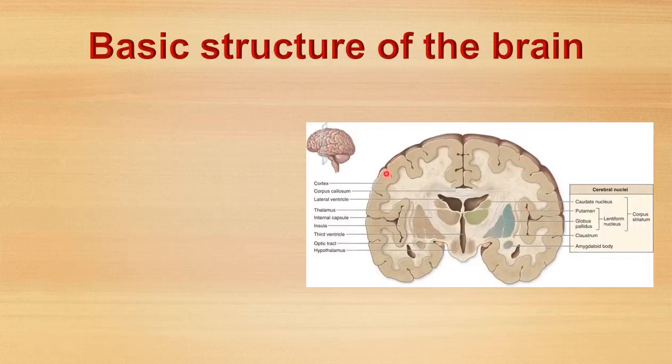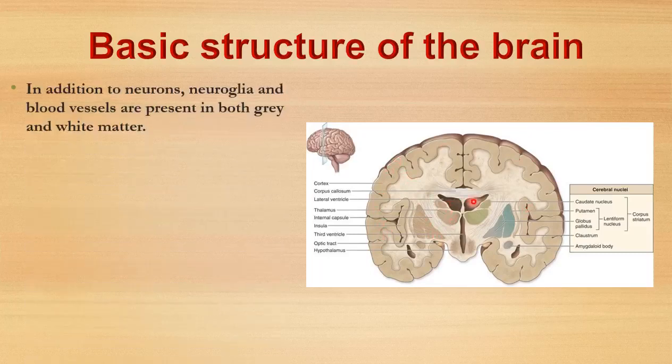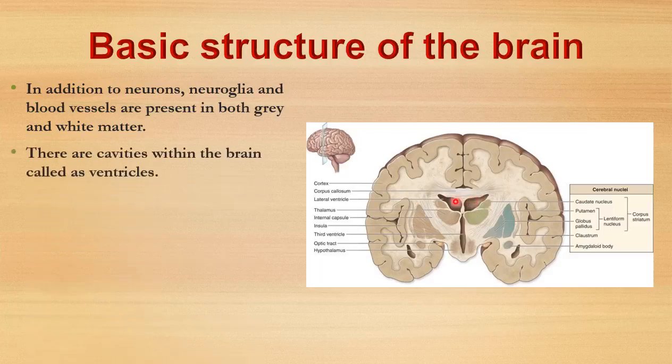Now, not only that, with respect to the brain structure, you have gray matter, white matter, and nuclei. There are also some spaces or cavities within the brain. In addition to the neurons and the supporting cells, the neuroglia and the blood vessels, you have some cavities within the brain. They are called the ventricles.